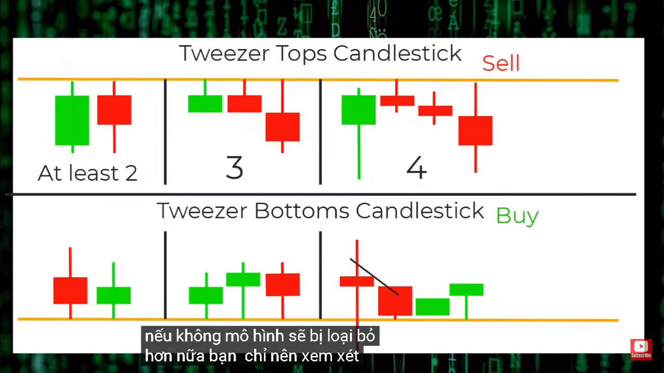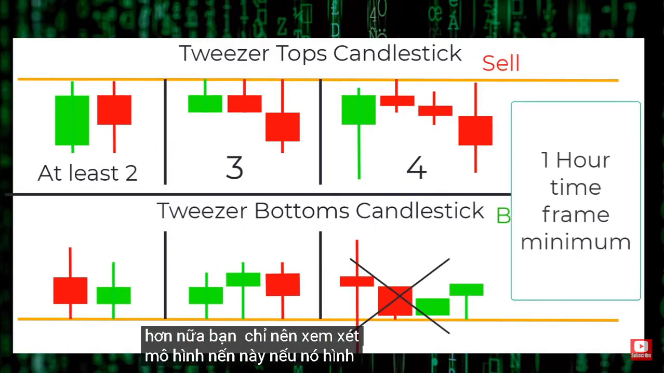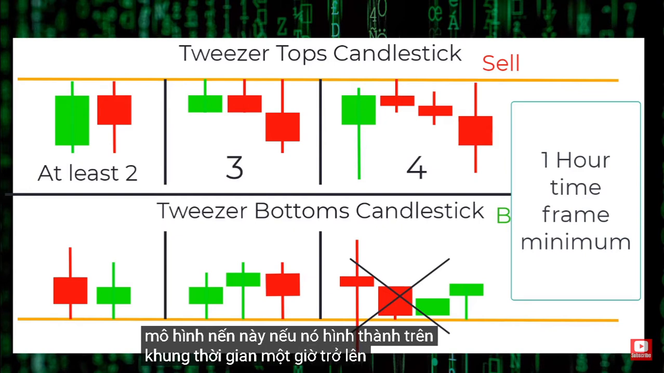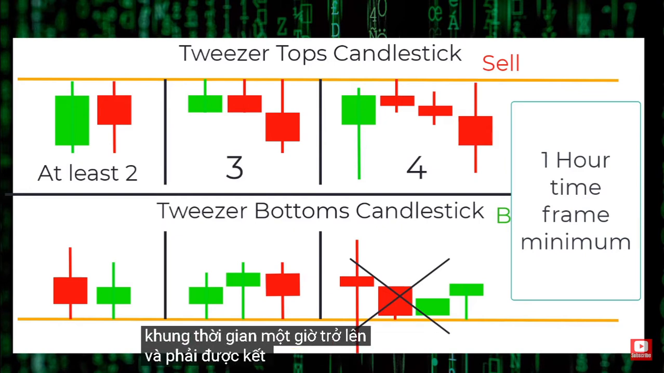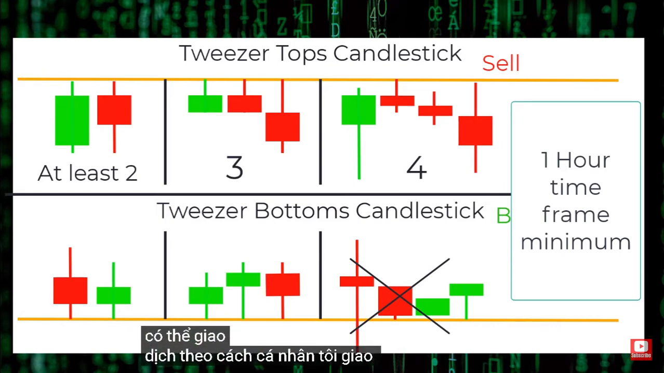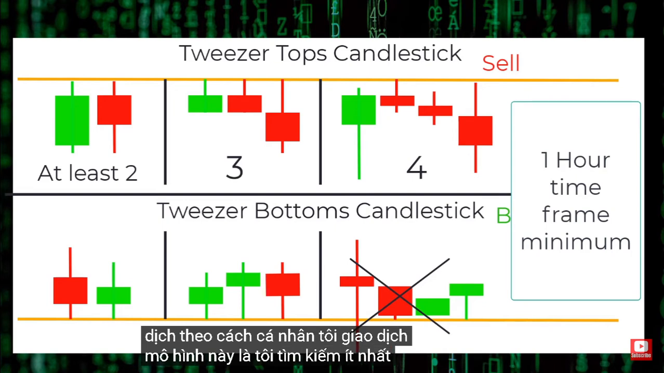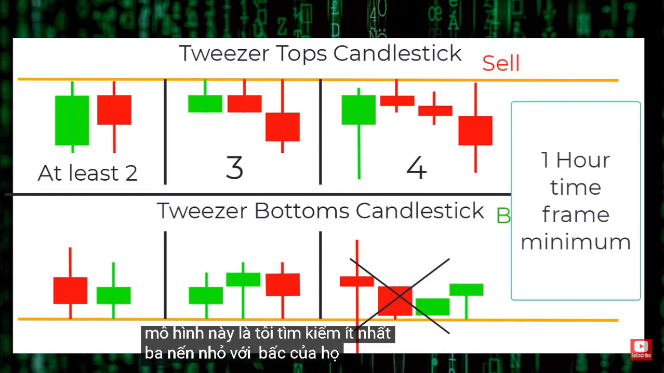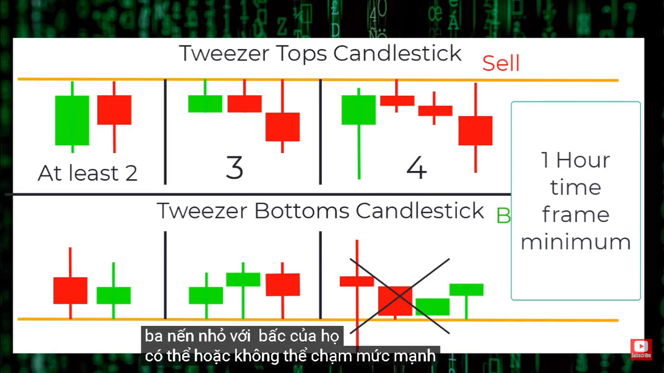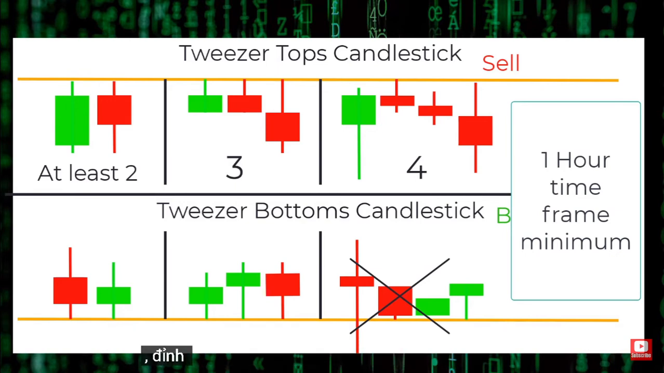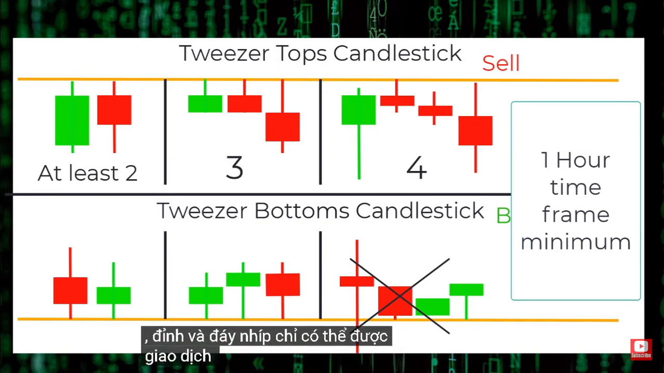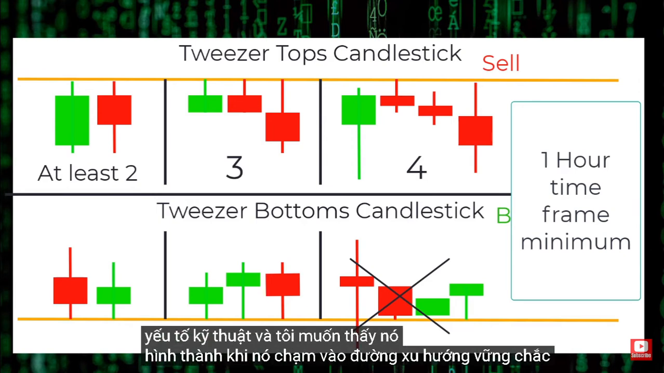Furthermore, you should only consider this candlestick pattern if it forms on the 1 hour time frame and above, and it must be combined with a strong technical factor in order to become tradable. The way I personally trade this pattern is that I look for at least 3 small candles, with their wicks either able or unable to touch a strong level. The tweezer tops and bottoms can be traded only when combined with a technical factor, and I prefer to see it form once it touches a solid trend line.